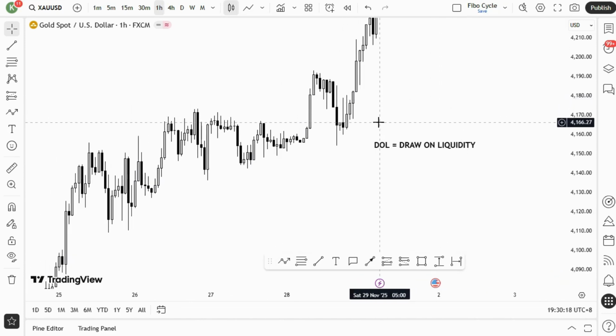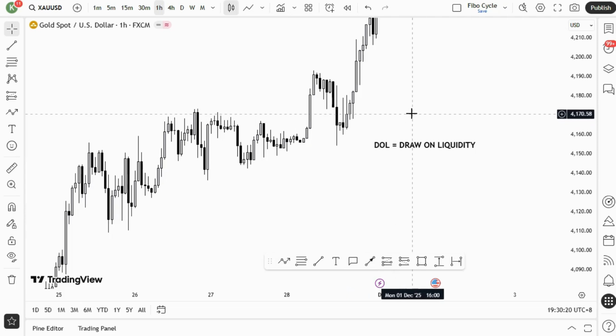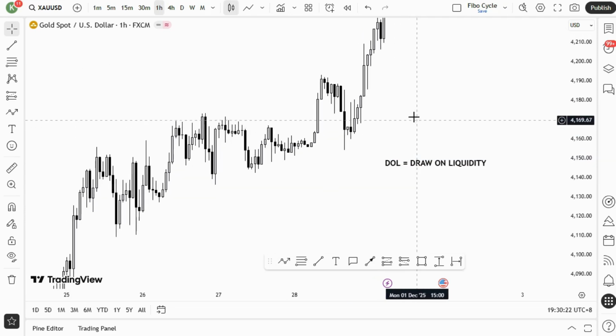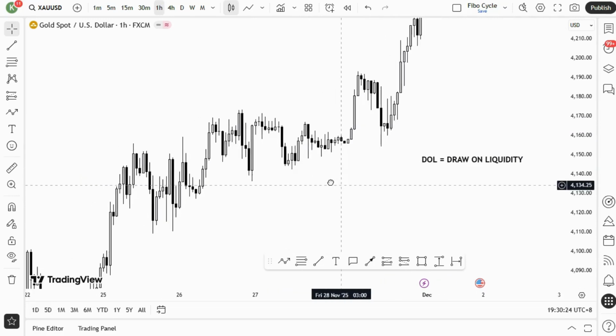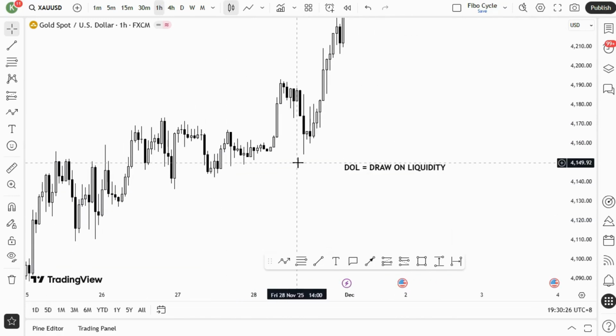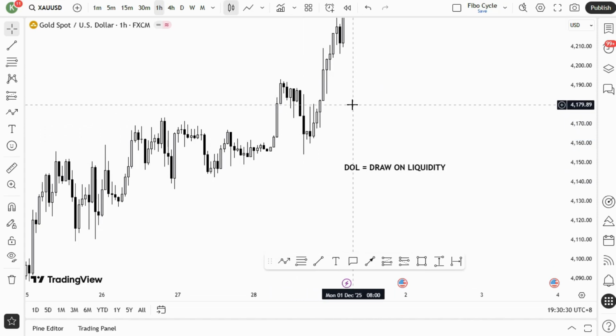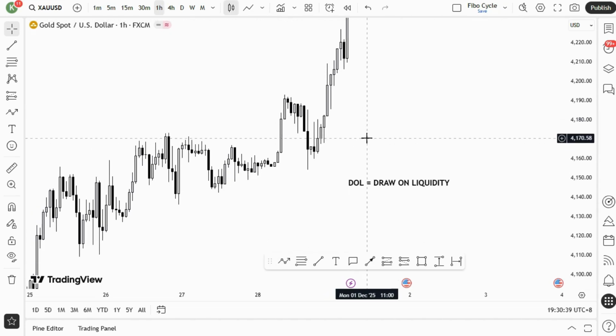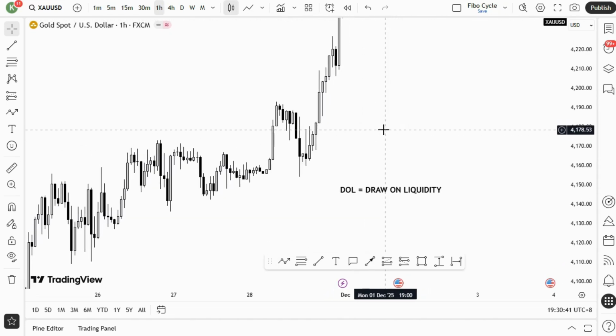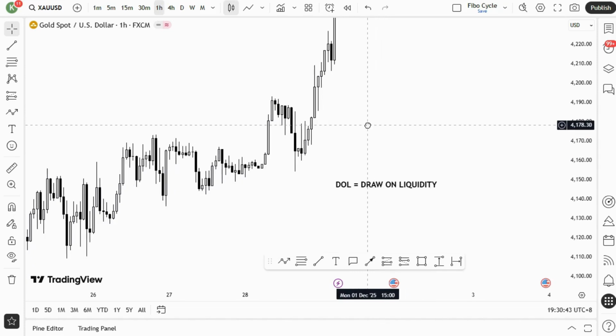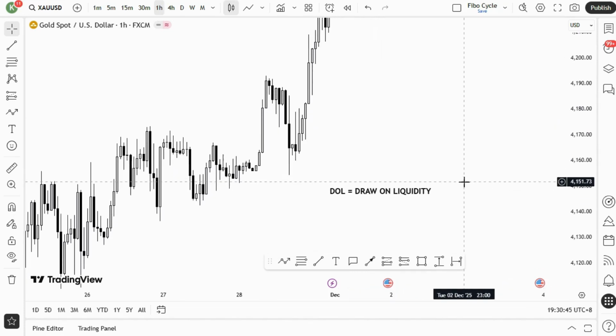One simple way you can identify your draw on liquidity is using swing highs, swing lows, and fair value gaps. I've not made a video about fair value gaps yet on this channel, but it is one of the most important concepts which I use in trading, and I will be explaining it later. So let us find how you can use draw on liquidity in the market.